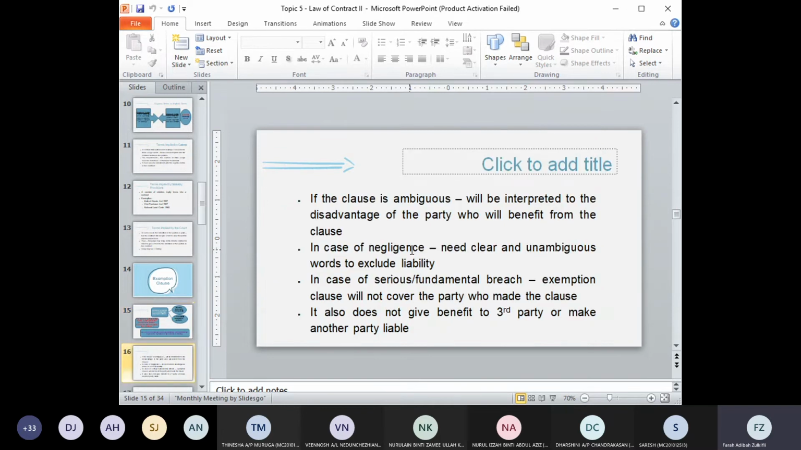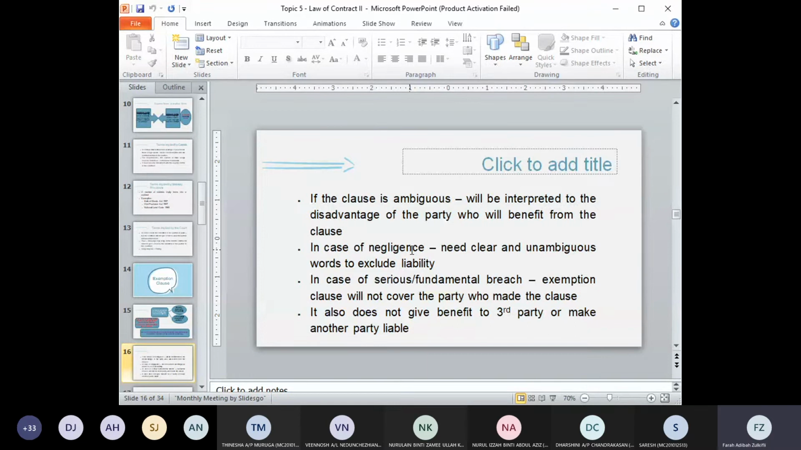Okay, so if the clause is ambiguous, not clear, or very vague, it will be interpreted to the disadvantage of the party who will benefit, because an exemption clause is a very powerful clause. An exemption clause will deny some people from getting remedies, and it will allow some people to limit their liability, to say that I don't want to perform my liability under the law. So that's why the clause must be clear.